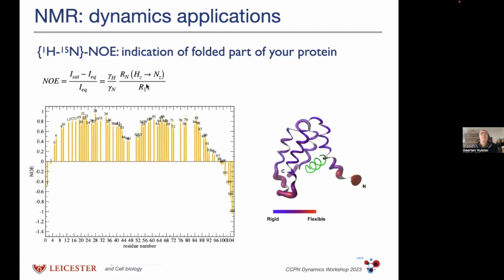The heteronuclear NOE turns out to be a good indicator of what is the folded part of your protein. Again, here is the heteronuclear NOE plotted, and you see quite a bit of tail. You can plot this on the structure over here, and you get an immediate idea what is the folded part of the molecule.